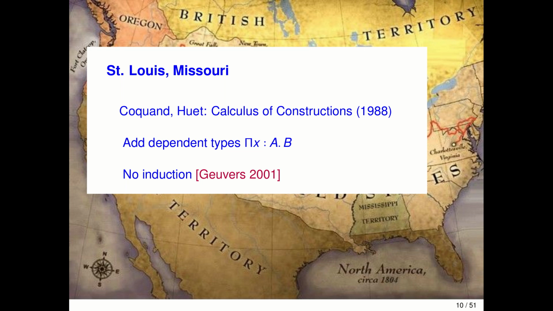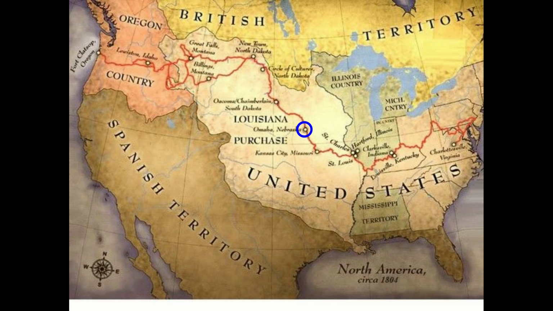So in the mid to late 80s, they take System F and they add dependent types, as in Automath or in Martin-Löf type theory. And so the goal is to get to a constructive type theory we can use for reasoning, programming, and proving. But we don't have induction in this theory. And they knew that, and Geuvers quite some time later proved that by a model construction, which is really pretty exciting. Let's move up the stream a little bit.